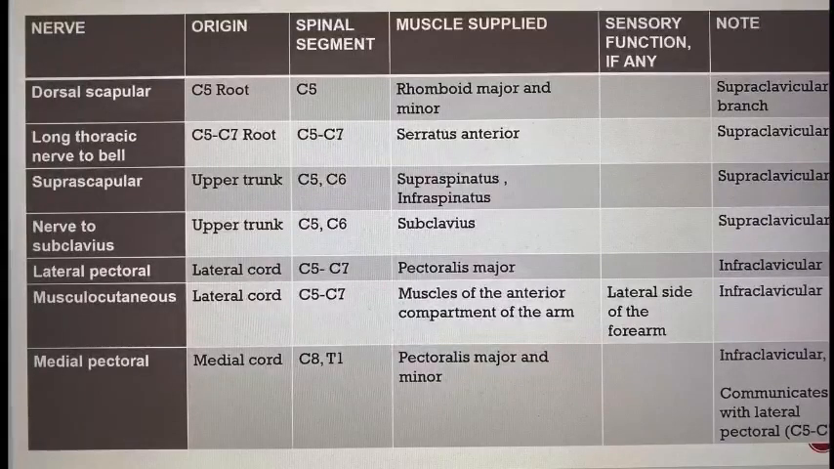Branches from the cords. Lateral pectoral nerve is a branch from the lateral cord. Its spinal segment C5 to C7. It is accompanied by the thoracoacromial artery, pierces the clavipectoral fascia, passes between the subclavius and pectoralis minor, and supplies the pectoralis major muscle. It gives off a communicating branch to the medial pectoral nerve.